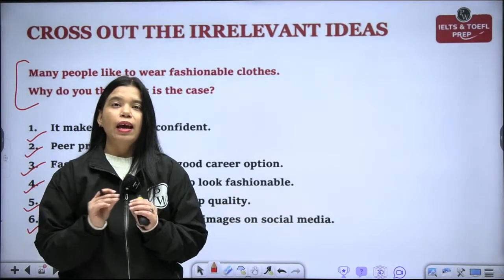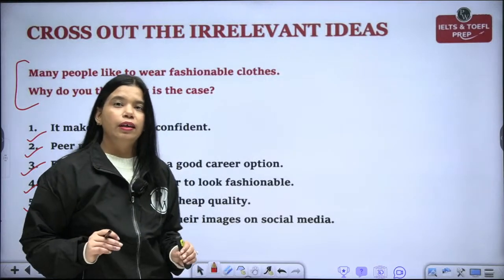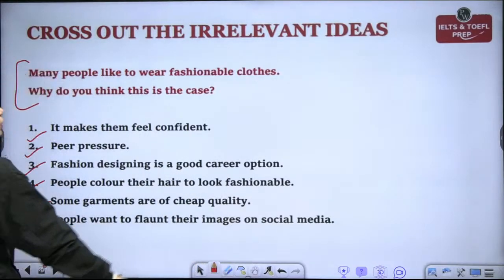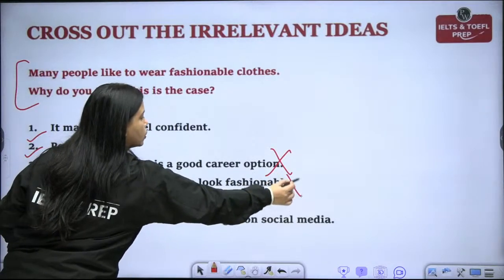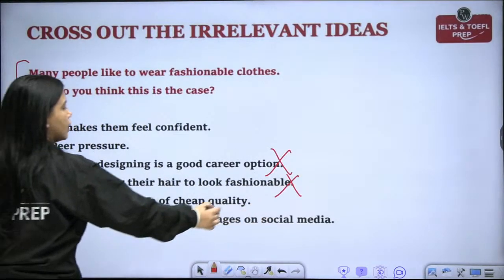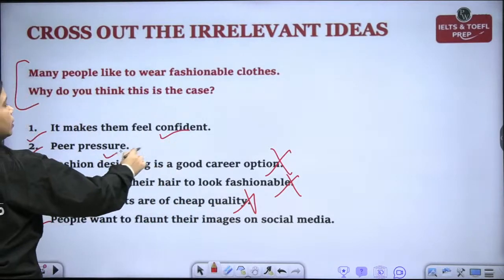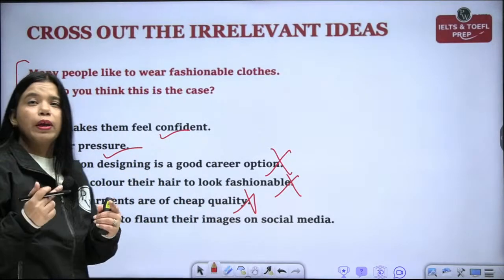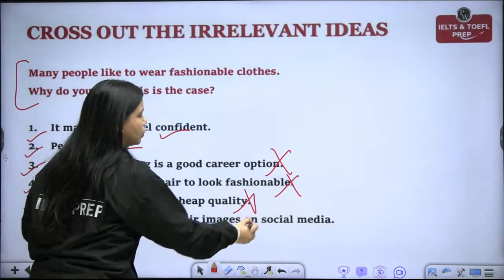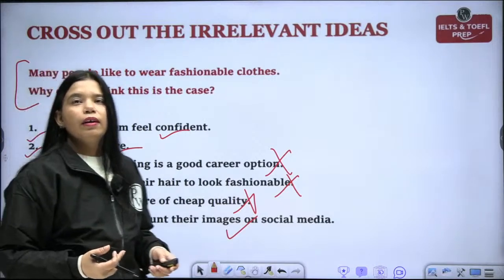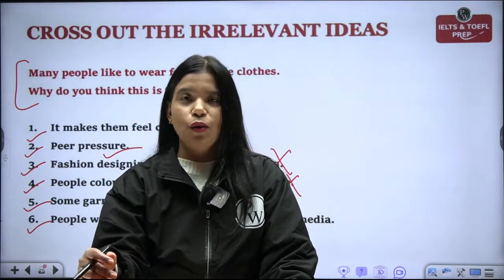Very clearly, we have three wrong ideas here. Three incorrect, irrelevant ideas. What are they? Fashion designing is a good career option. Wrong. People color their hair to look fashionable. Wrong. Some garments are of cheap quality. Wrong. So relevant ideas are, it makes them feel confident. They wear fashionable clothes because of peer pressure, societal pressure, and they want to flaunt their images on social media. These are your real, or I would say relevant ideas. The irrelevant are crossed out.